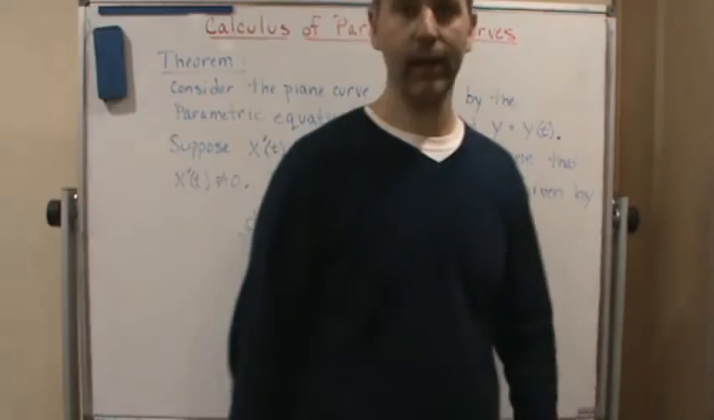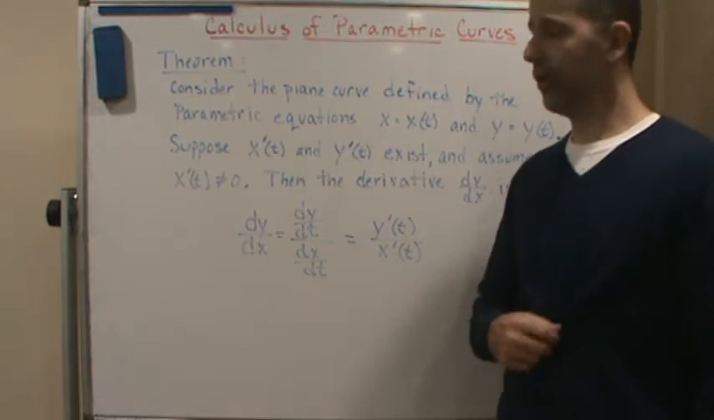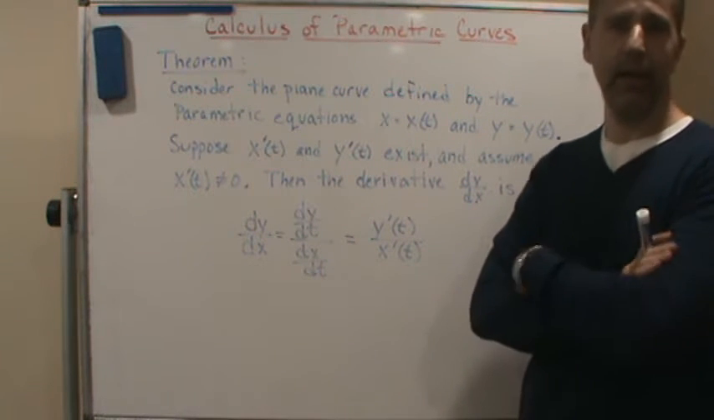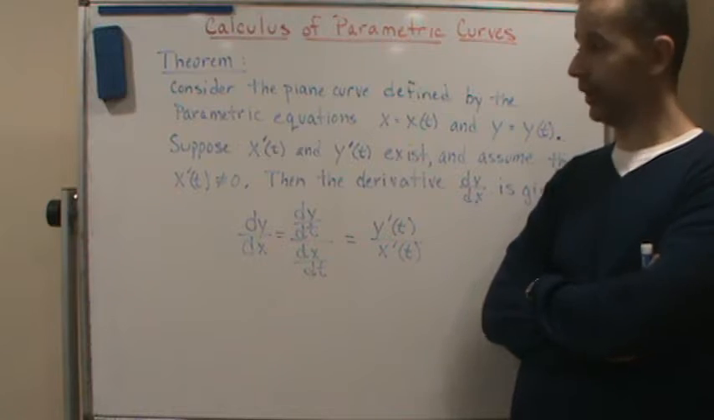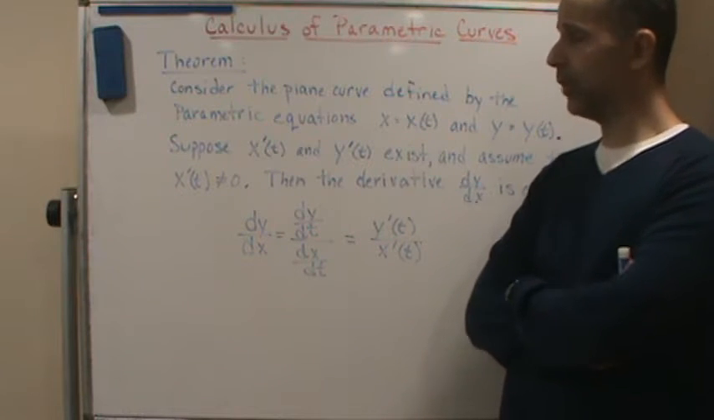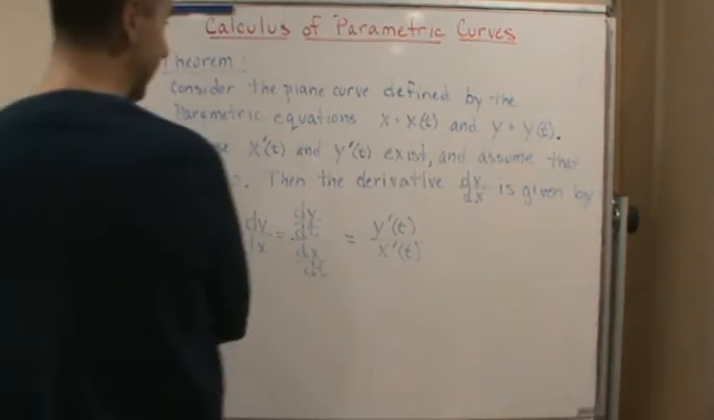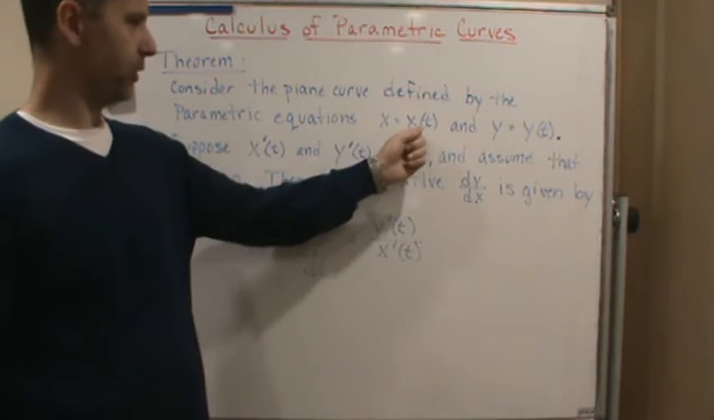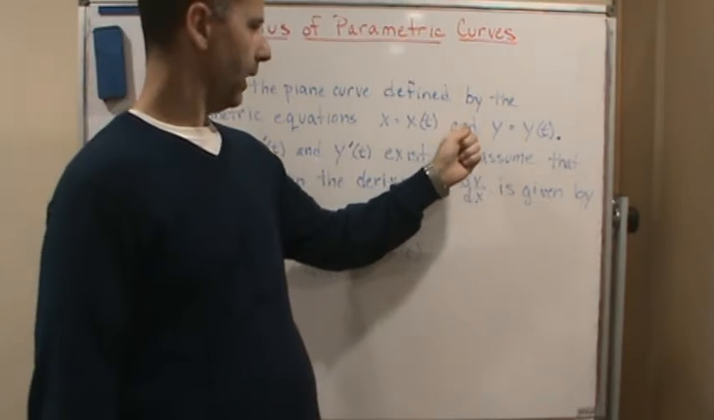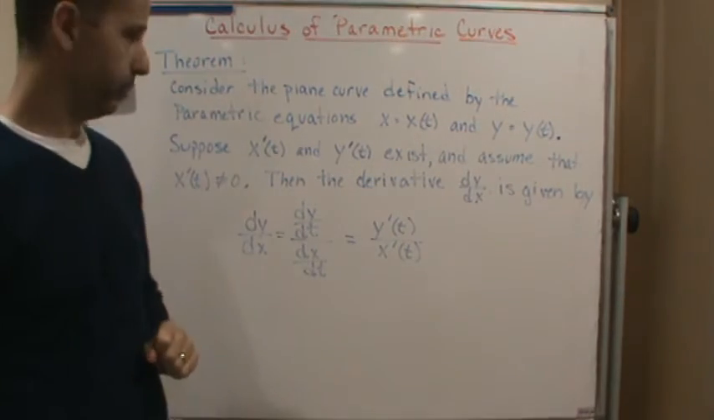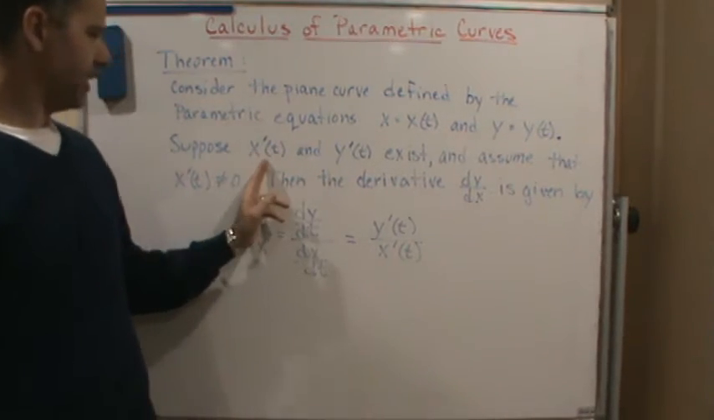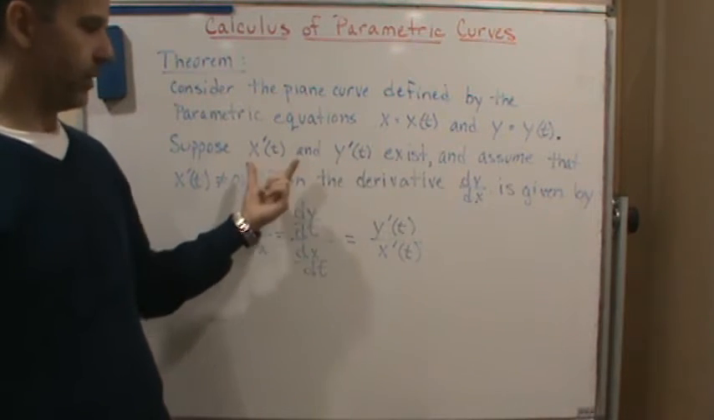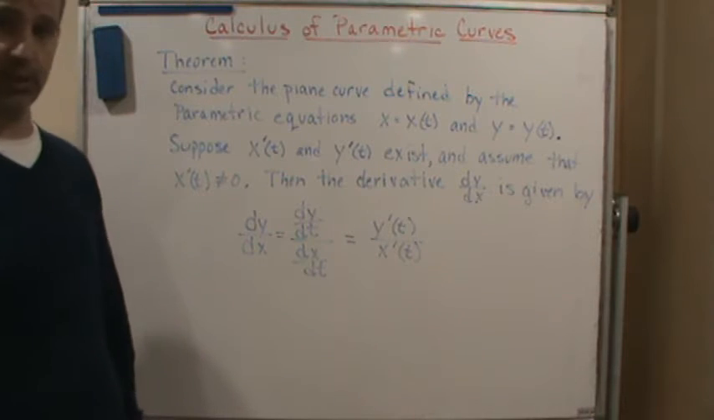Okay, so welcome back. So here's the theorem that allows us to find the slope of a tangent line for parametric equations. The theorem says: consider the plane curve defined by the parametric equations x equals x of t and y equals y of t. Suppose that x prime of t and y prime of t exist, so that the derivatives with respect to t exist for both of them.